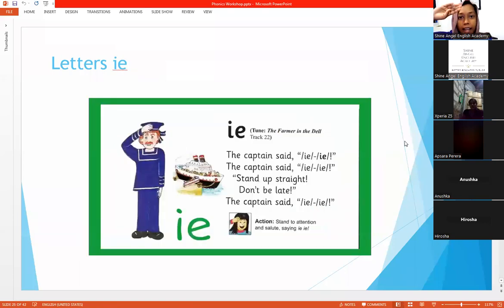The next one is I. So like you're saying I, captain. Same way. I, I, I. The captain said I. The captain said I. Stand up straight, don't be late. The captain said I.